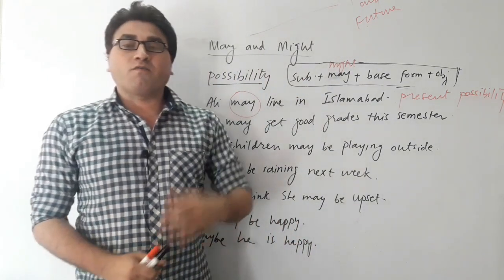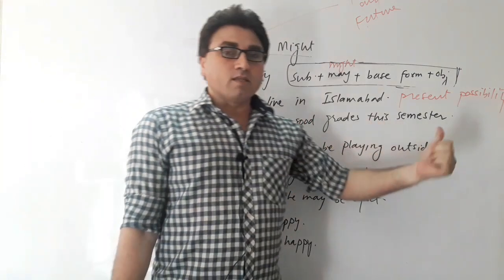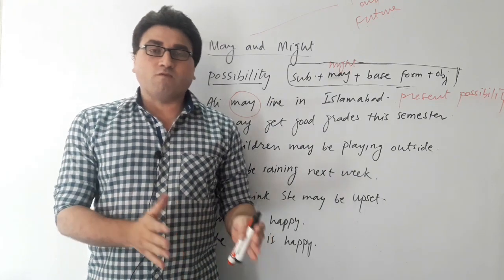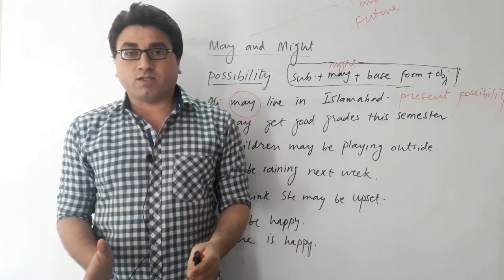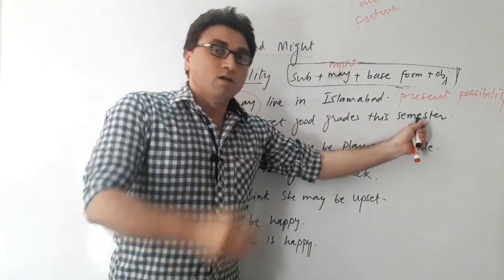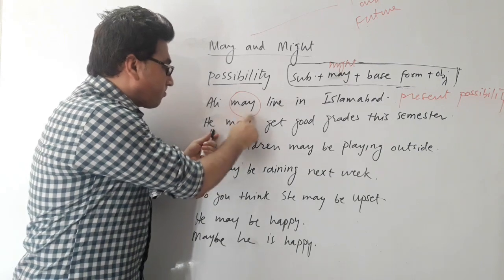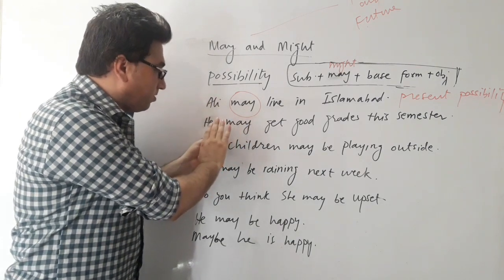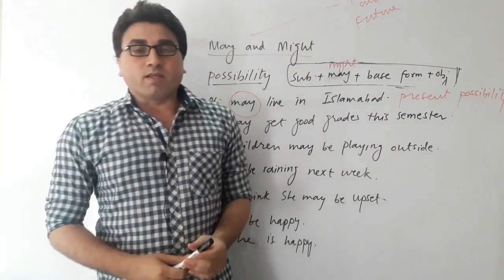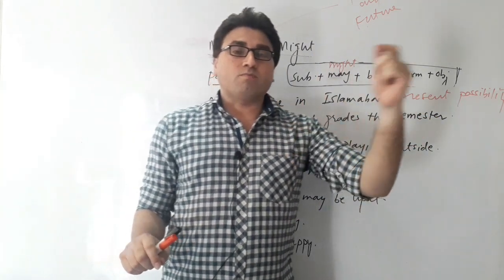We can also talk about future possibility. Have a look at the second sentence. He may get good grades this semester. For example, there is a student in the classroom who has been very punctual, very regular. He works hard, he is very intelligent. That is why I'm saying he may get good grades this semester. I'm talking about the future possibility, and I'm not sure. That is why I'm using may. I'm making a guess. It is possible that he will get good grades this semester. And the other example is he may come tomorrow. Again, we are talking about the future possibility.